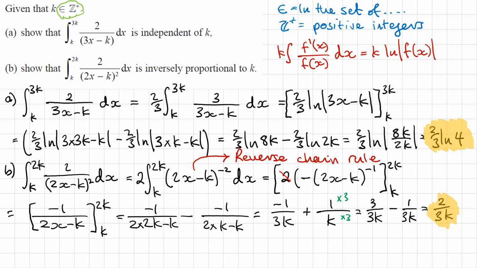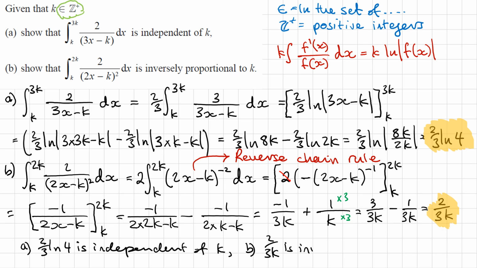So I might just finish this off by saying part A, so 2/3 log 4 is independent of k, and part B, this 2 over 3k is inversely proportional to k, because we have this k at the bottom here. So you could write here that this is the same as proportional to 1 over k, which is the inversely proportional bit.